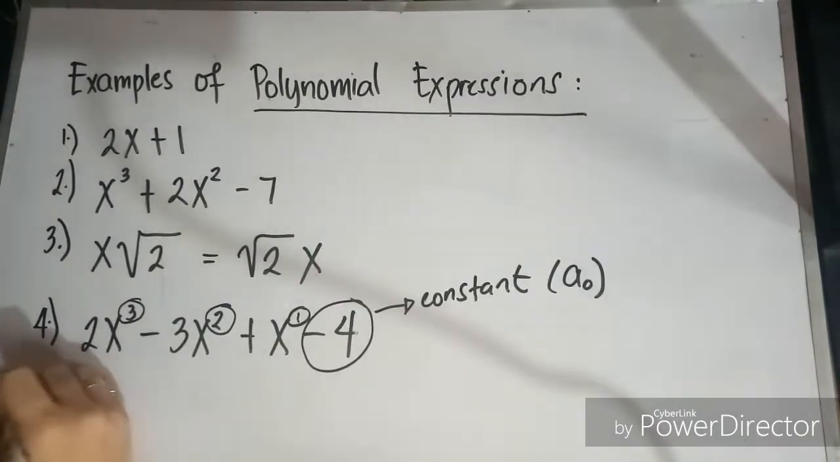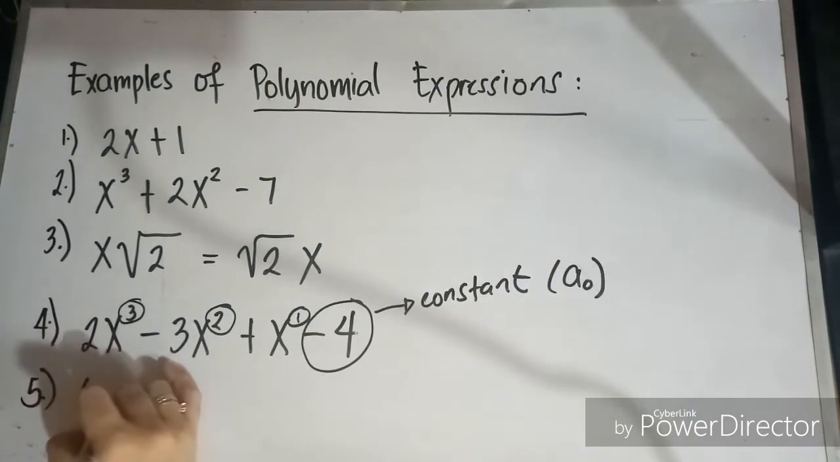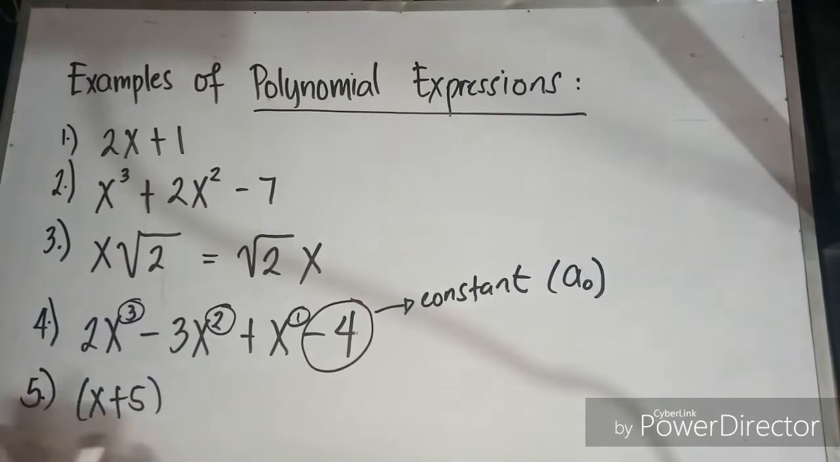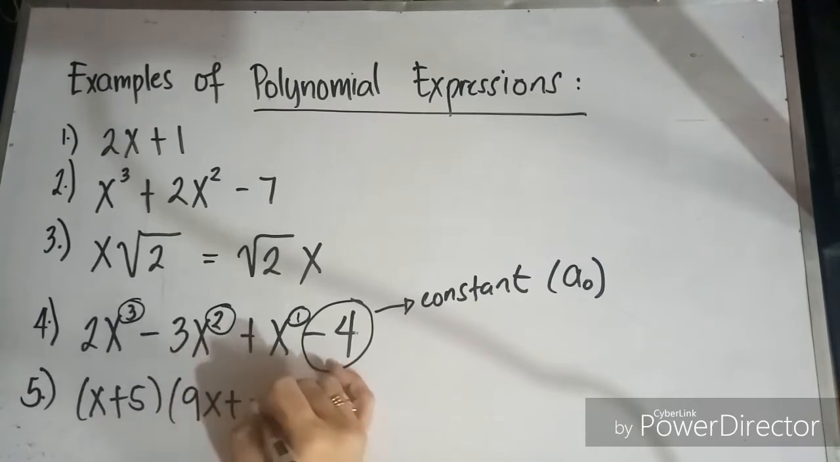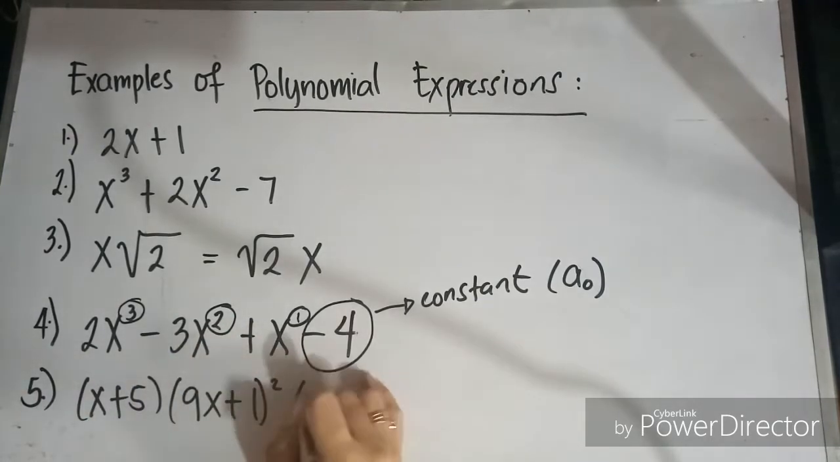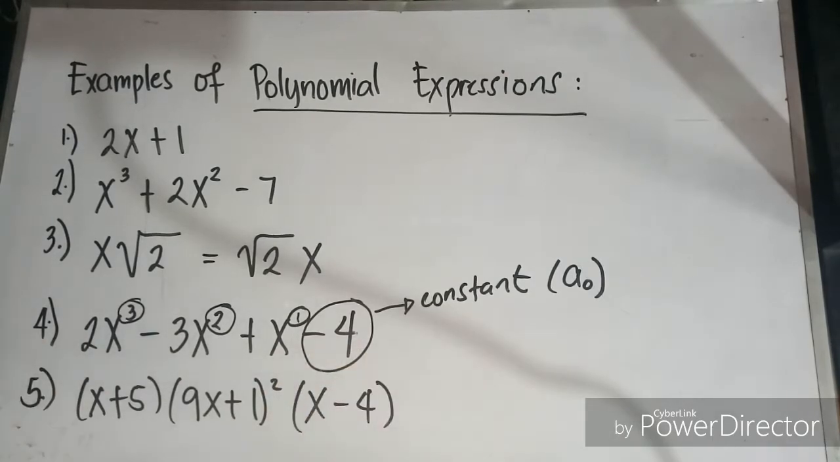Okay. And then we can also have a polynomial expression of this form. x plus 5, multiply this binomial to the square of 9x plus 1, and multiply that to x minus 4. This polynomial expression is in factored form. This is a factor, another factor, and another factor. If you're going to multiply everything, you can arrange the terms in descending order and you will get the standard form of this polynomial expression.